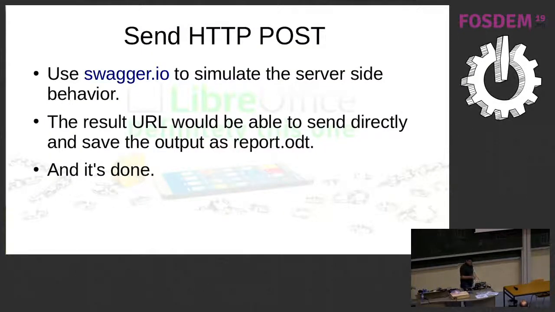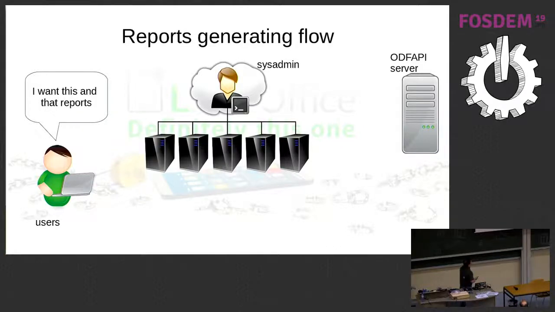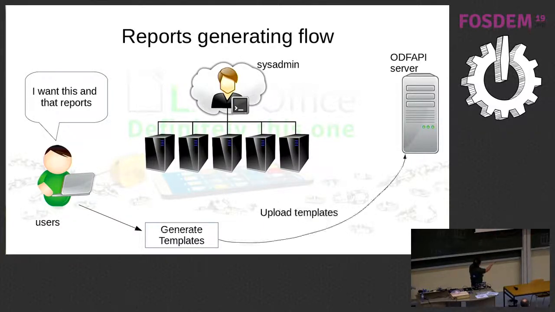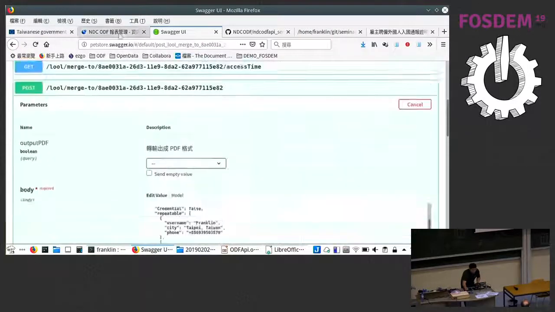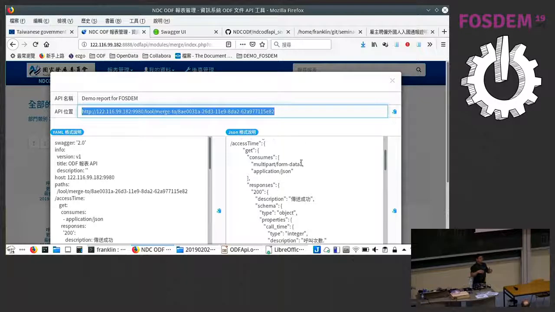Let's get back here. Really, it's done. It's very simple. And most important, the flow now becomes like this. When the unit in the government needs to generate ODF reports, the first thing is that they can generate the template themselves, because only they know what they want. With the help of our template reader, they can put fields here and there. After generating the template, they just upload it to the ODF API server, just like what you see here. And it will generate the API that you need to call.